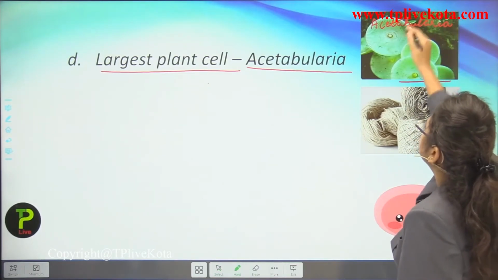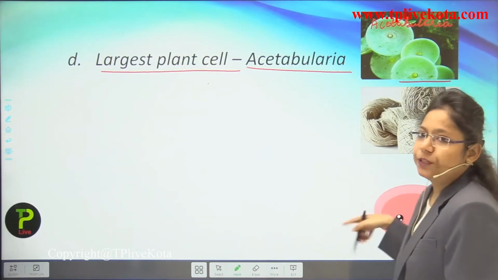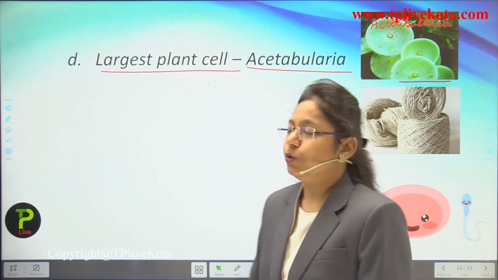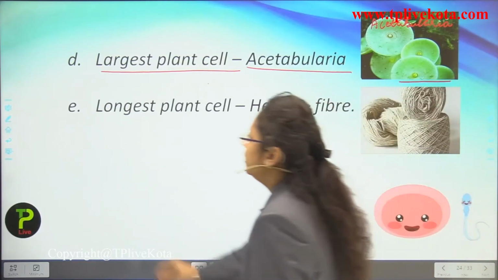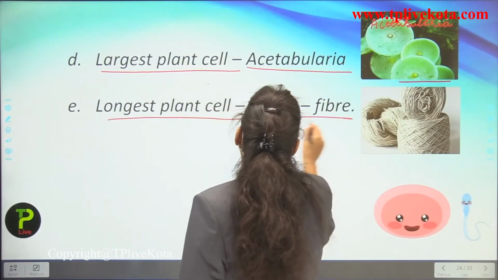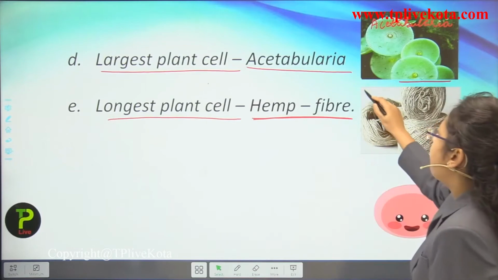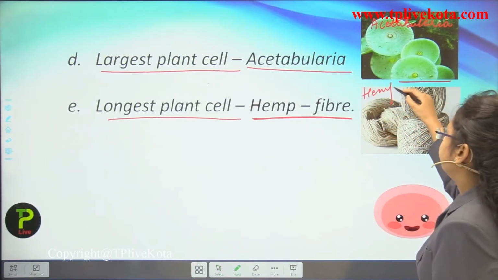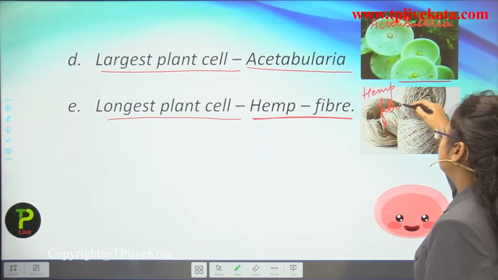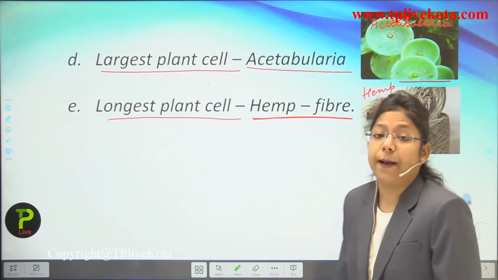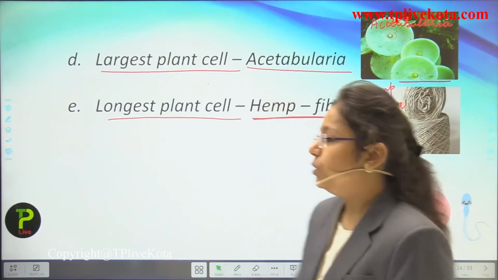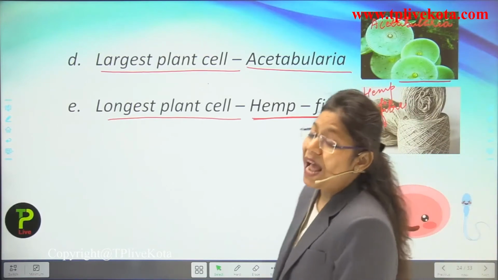Okay, now there is a mystery: what do these two pictures represent? We are going to solve this mystery. The longest plant cell is the hemp fiber. So these are the hemp fibers. These fibers are used in making different kinds of fabric materials also. So these are the longest plant cells.